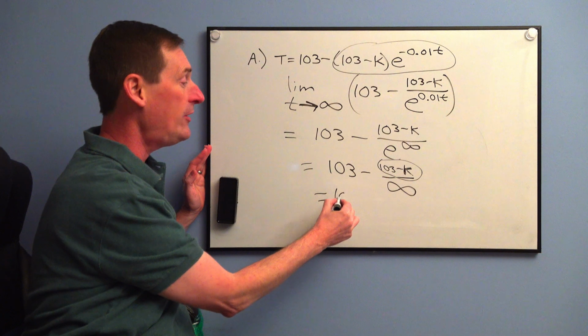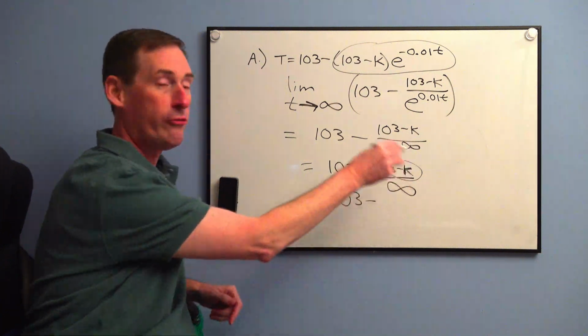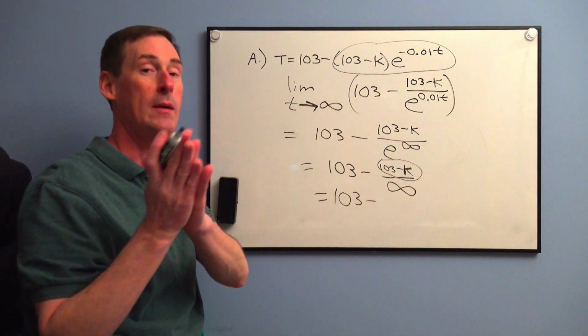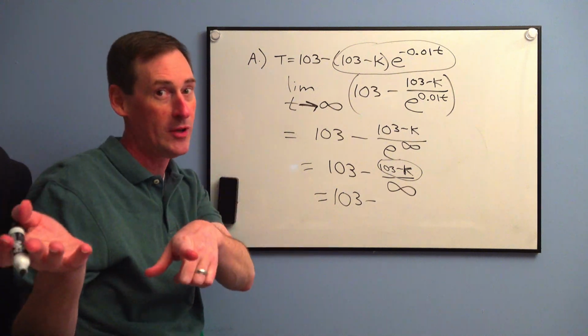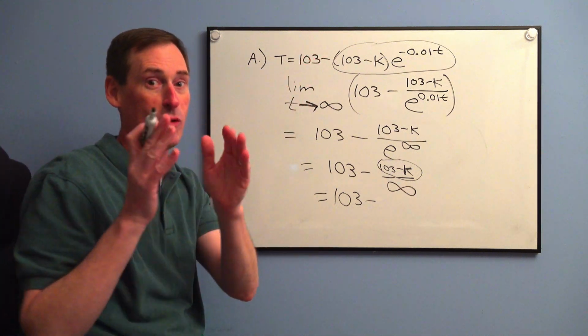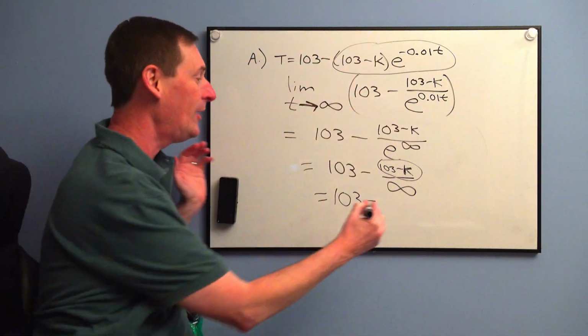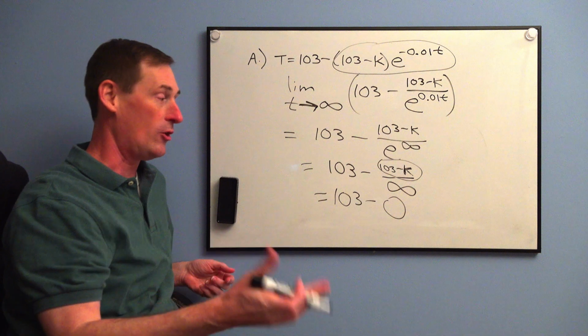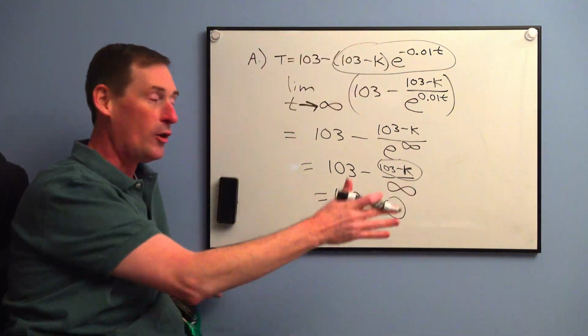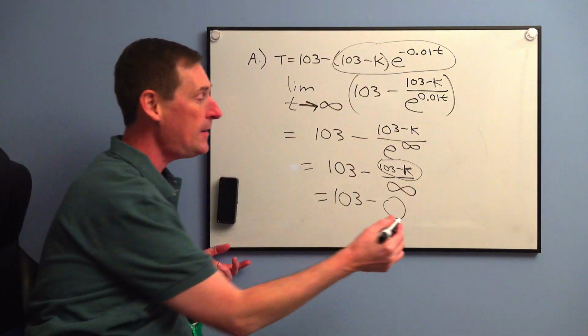Well, can you ever get to infinity? Nobody can. So can the whole fraction ever shrink all the way to zero? Impossible, but remember limits? It's not what you get to, it's where you're headed. And you're headed to practically nothing, so you might as well call it zero, because that's the way it's headed. So 103 minus zero is 103.